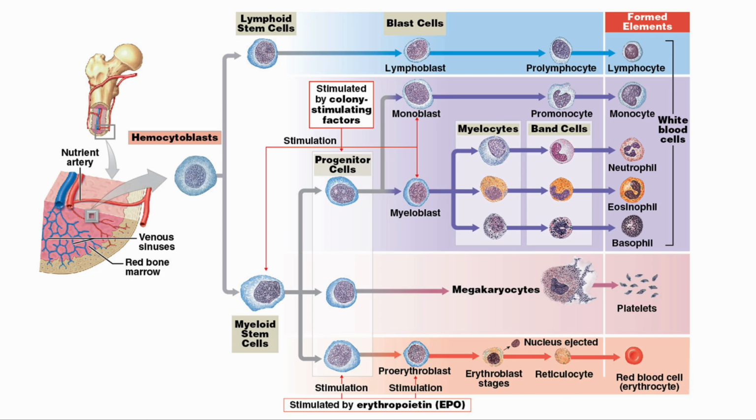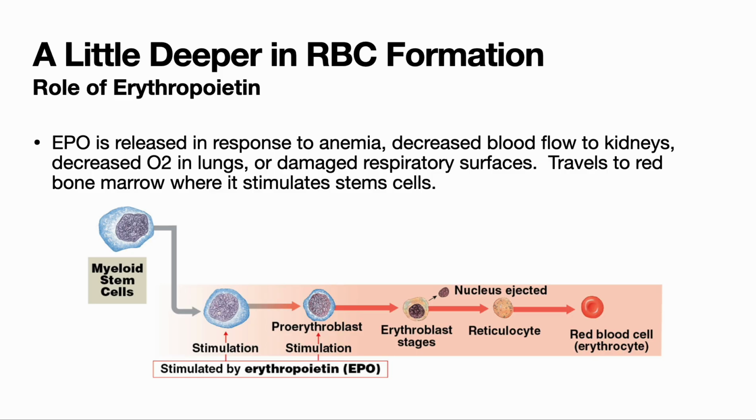So this is an important concept here, how these blood cells develop. All right, so let's talk a little bit more about red blood cell formation and the role of erythropoietin in that formation. So EPO is released in response to anemia, which might be detected by things like decreased blood flow to the kidneys, decreased oxygen in the lungs, for example, from being at high altitude where the concentration of oxygen is lower, or due to damaged respiratory surfaces. So any of these things means that we're going to have less oxygen, and that is going to stimulate the release of EPO.